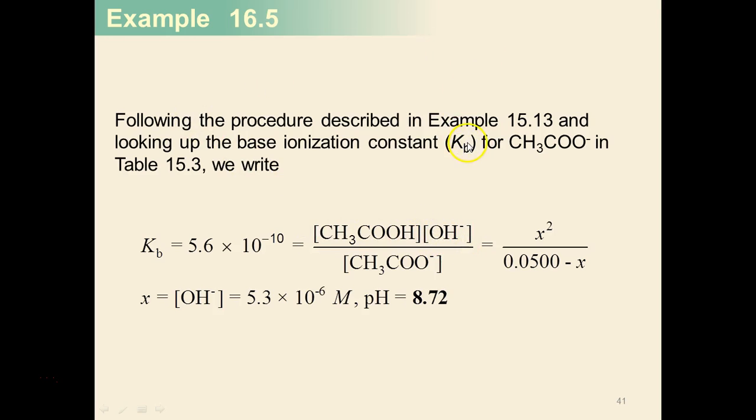Now, we looked up the Kb for the acetate ion in table 15.3 in your book. Kb is right there. We plug it into this expression, and we solve for x to get our hydroxide concentration. From having the hydroxide concentration, you can figure out the H plus concentration, and therefore the pH. The pH is going to be 8.72.